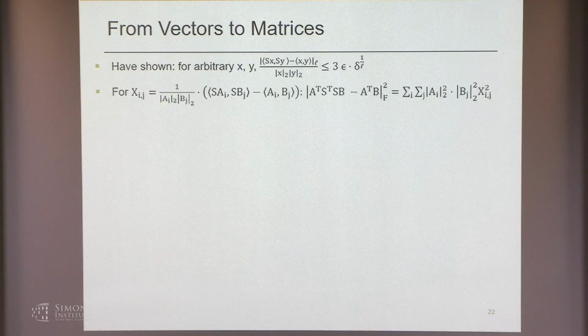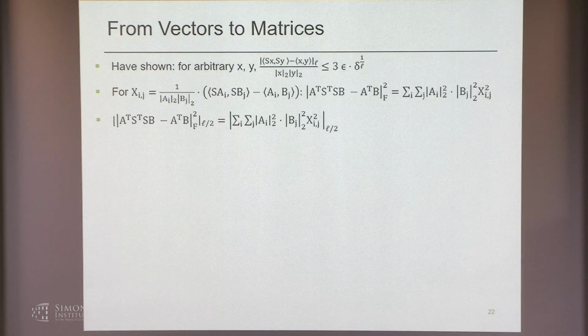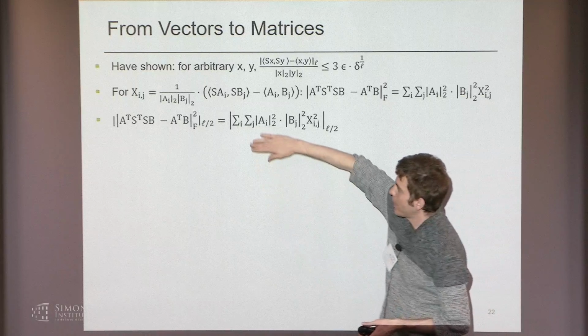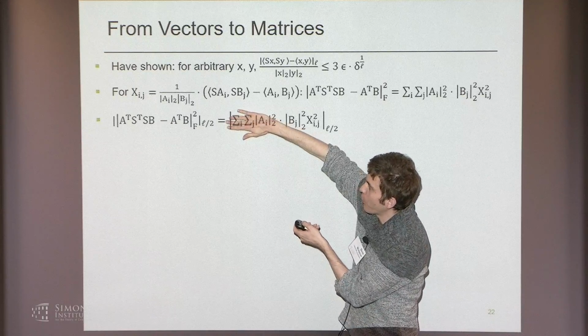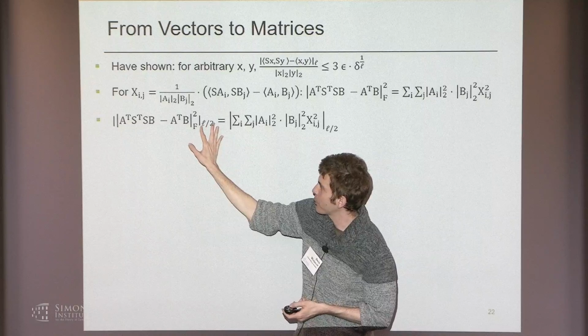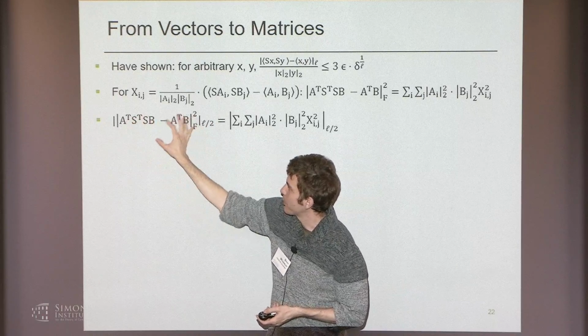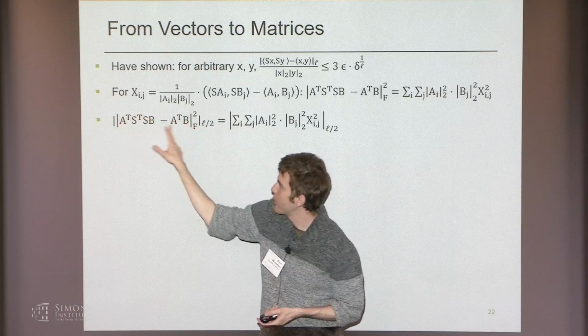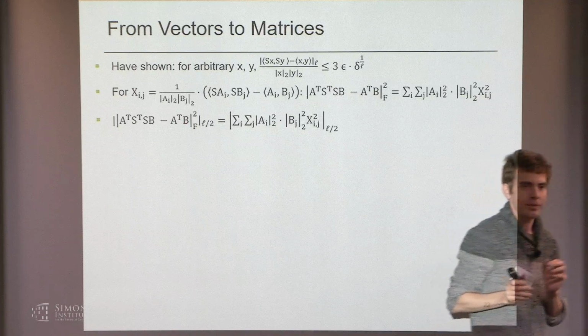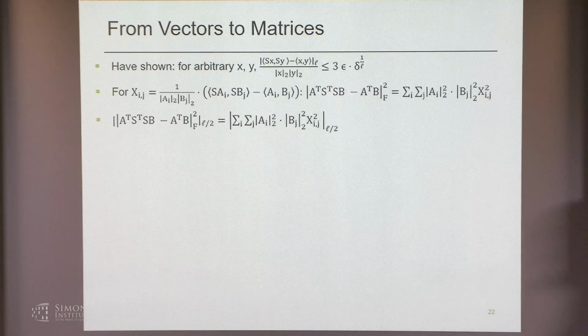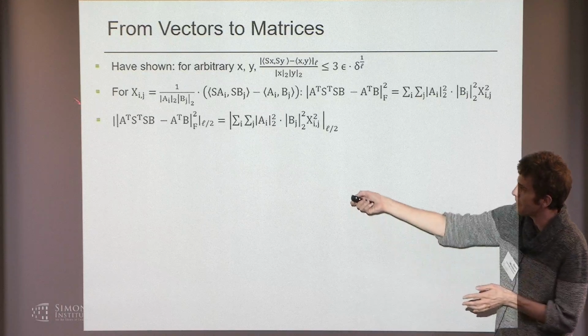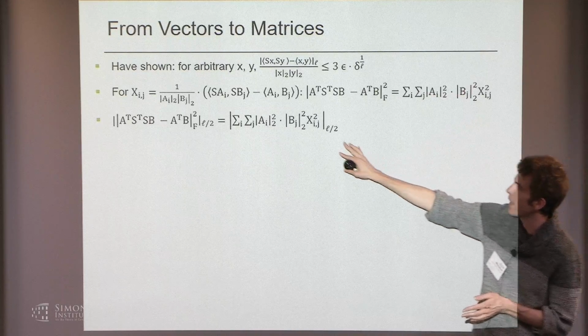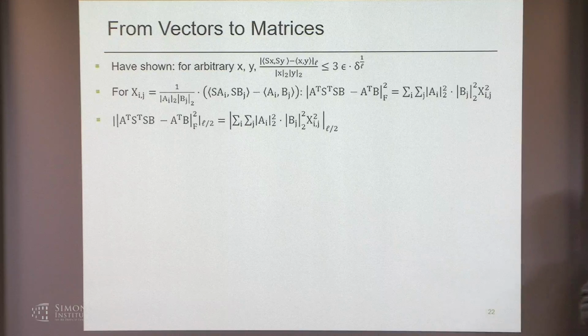Okay, so let's look at the following quantity, and it'll be clear why we're looking at this in a second. I want to look at the L over 2 norm of the squared Frobenius norm of this matrix, A transpose S transpose S B minus A transpose B. And we just said that we can write this matrix using this expression in terms of the Xij's. So that's all I've done there. I just substituted in the definition.